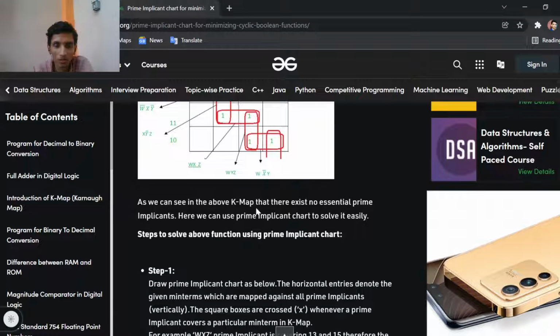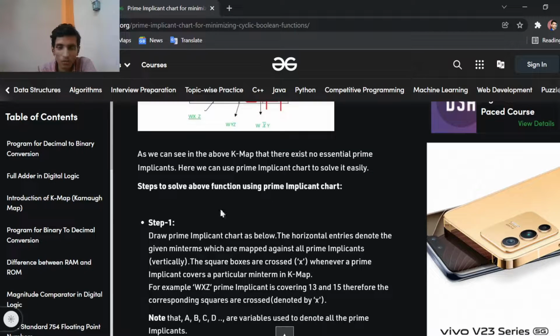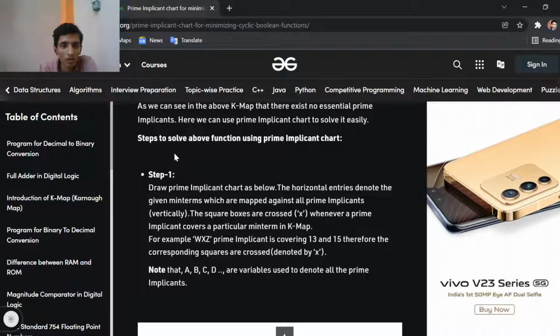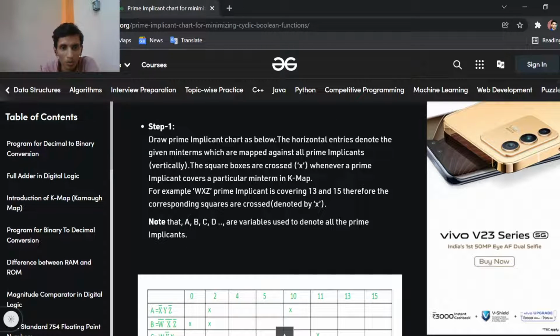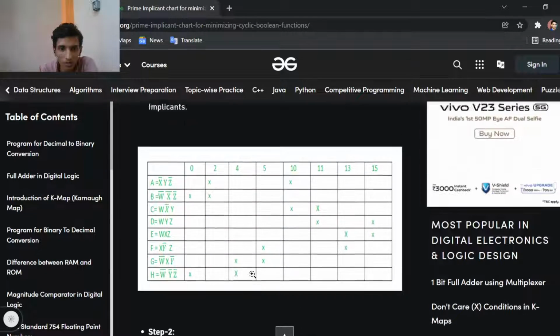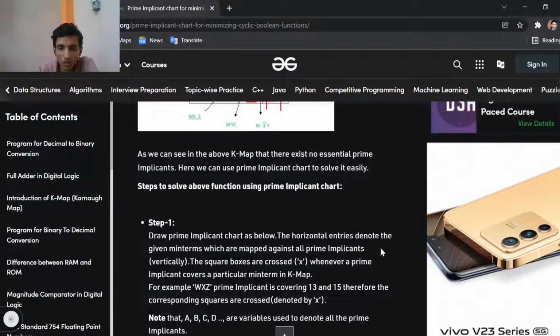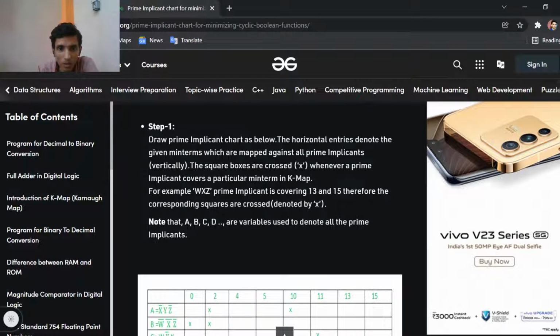As we can see in the above K-map, there exist no essential prime implicants. Here we can use a prime implicant chart to solve it easily. So we are going to see the steps to solve our function using the prime implicant chart. Step 1 would be, draw the prime implicant chart as below. The horizontal entries denote the given minterms, which are mapped against all prime implicants vertically. The square boxes are crossed whenever a prime implicant covers a particular minterm in the K-map.